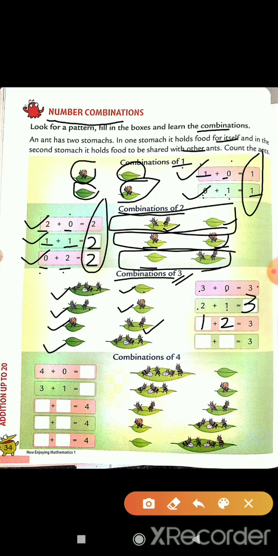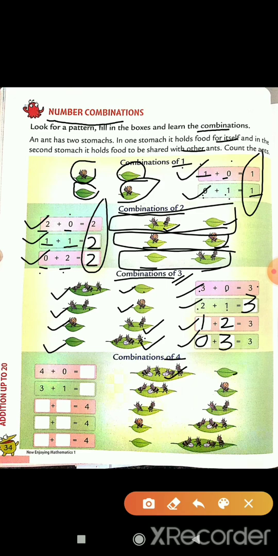Next, no ants, so 0. Here 1, 2 and 3 ants, so 3. So 0 plus 3 is equal to 3. Got it, students? So the combinations of 3 are 3 plus 0, 2 plus 1, 1 plus 2, and 0 plus 3. Got it? Next, combinations of 4.